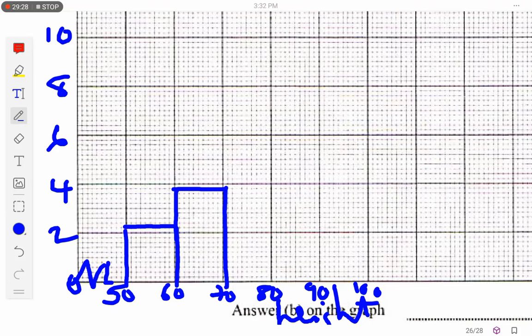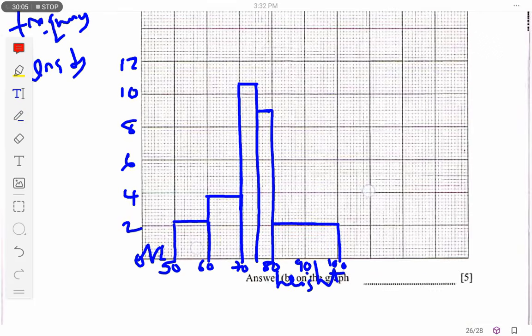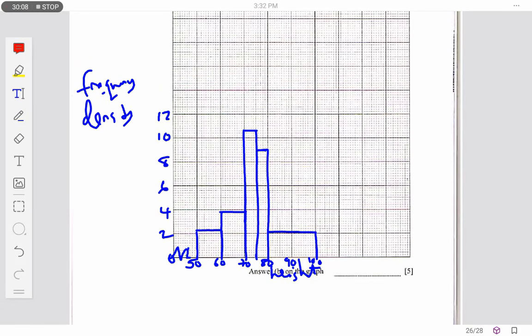Then we have 70 to 75. So 75 is in between here. That 75 is 10.6, that's 3 boxes up there. So it's going to be like this. Then it's going to be at the center there, going down like that. Then 75 to 80 is 9, so at the center here, 9, and goes down. Then from 80 to 100, that's a 2. So we are going like this. Okay, so that's our histogram, guys.